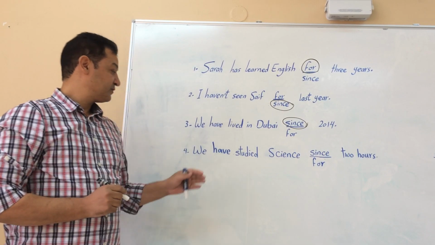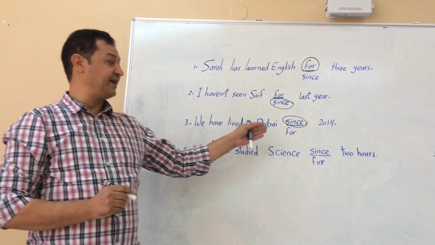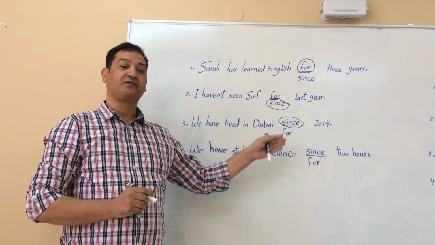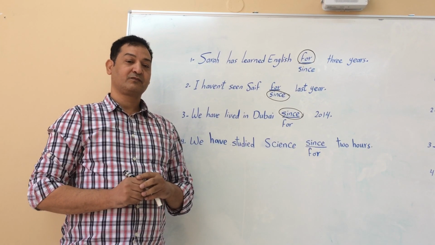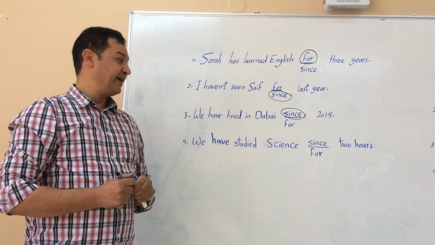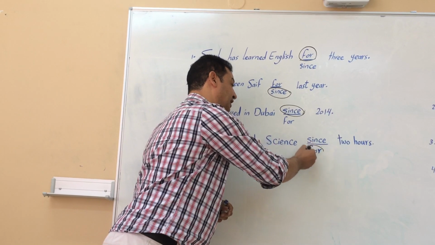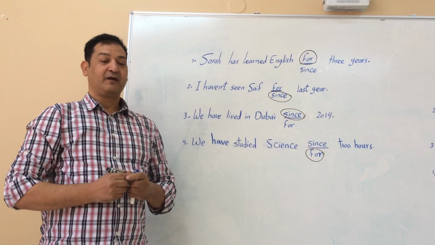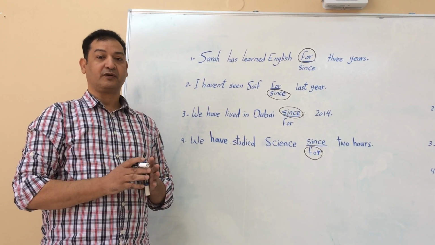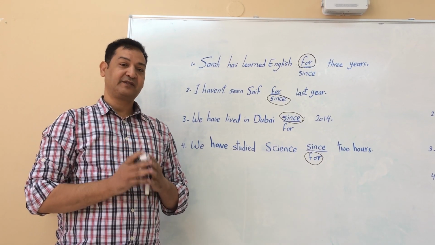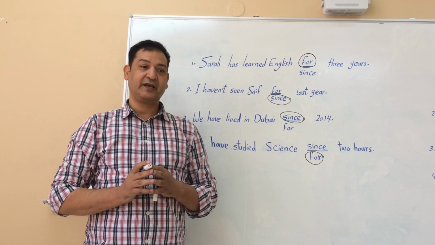Number 4. We have studied science since 2 hours or for 2 hours. Okay. It's for 2 hours. Period of time. Period of time, for. Exact time, since. Let's have more examples.